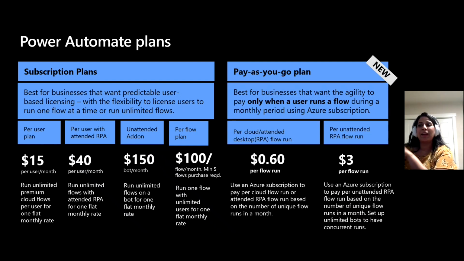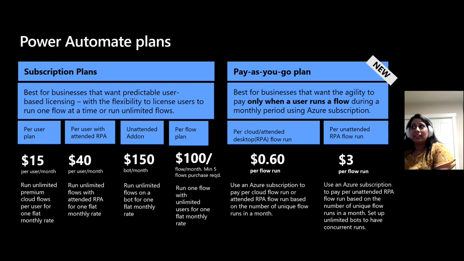Now let's talk about the pay-as-you-go plan, which is what we are announcing today. It is based upon flow run. So we have two meters. The first one is a per cloud flow or attended desktop flow run meter, and that is 60 cents per flow run. And the second one is per unattended RPA flow run, which is $3 per flow run. So if you run a flow, either a cloud flow using premium connectors, or an attended RPA flow, you will only see one charge, the 60 cents. But if you run it in unattended fashion, you'll see the $3 charge.